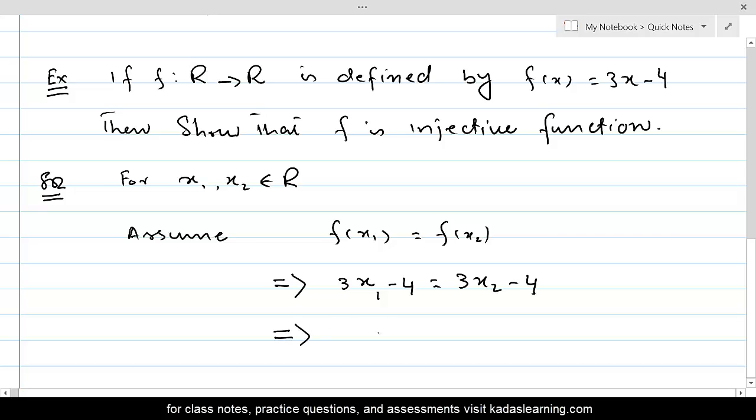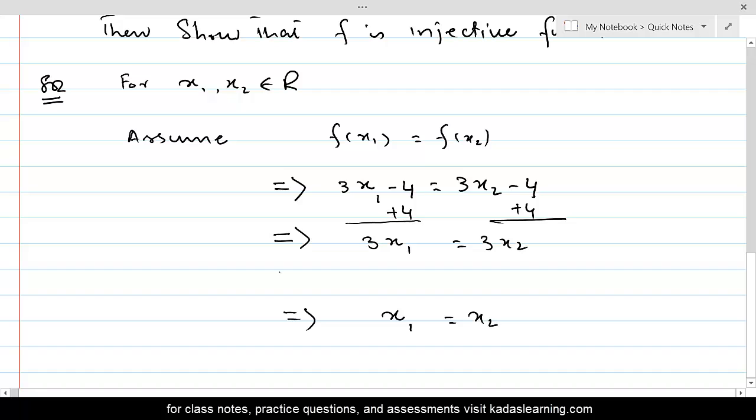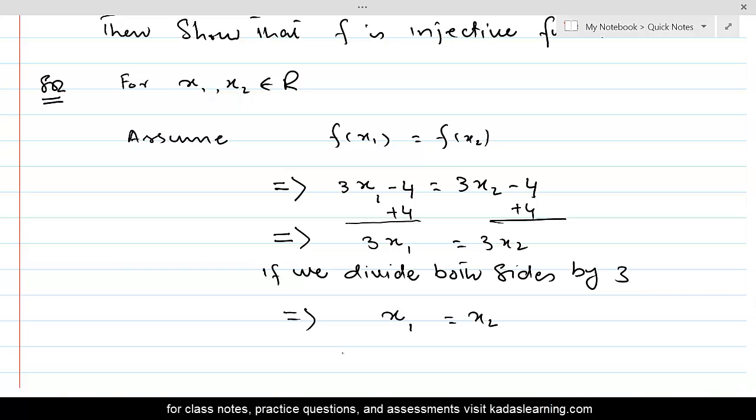If this is true, then adding 4 on both sides, we are left with 3x1 equal to 3x2. Now if we divide both sides by 3, then x1 is equal to x2. This means that if f of x1 is equal to f of x2, then the corresponding elements are the same as well, which ultimately means that distinct elements of the domain will have distinct images in the range. So this is how we do it.